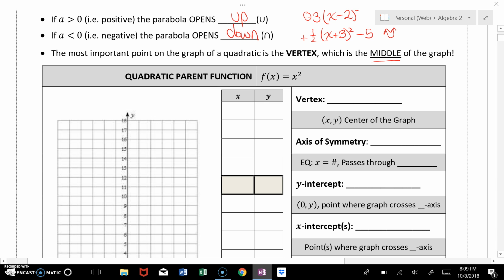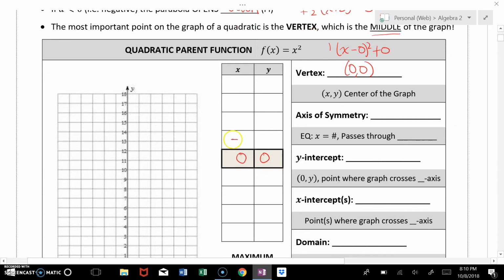So let's start by graphing the quadratic parent function. We'll have x squared. If you think about this in transformational form, it would be written as a times the quantity x minus 0 all squared plus 0, where a, in this case, we would replace with a 1. That would mean that our vertex is 0, 0. So we're going to put this in the center of the graph, and then we just choose values either side of this: negative 1, negative 2, negative 3, and then 1, 2, and 3.